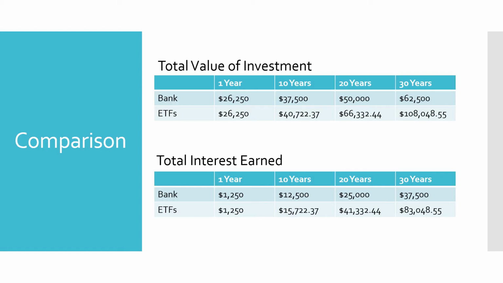After about 10 years, you can see that the total value of investment starts to change, where the ETFs really start to gain traction and compounding interest becomes pretty significant. While looking at the total interest earned, you can tell after 20 years, there's about a $16,000 difference. But if you look at 30 years, it's almost $50,000. This is where the power of compounding interest really comes into play. The longer you wait, the more interest you'll earn.